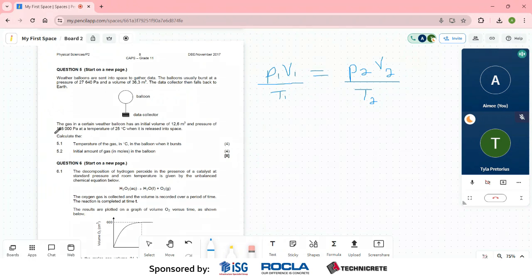So they say to us initially it has a pressure of 105,000 pascals. That's the correct SI unit. Pascals is the SI unit, so we just substitute in. We don't have to convert before we sub in. So 105,000 multiplied by an initial volume of 12.6 meters cubed, also our SI unit, over our temperature of 25 degrees Celsius. Now remember that for these formulas, your temperature needs to be in Kelvin.